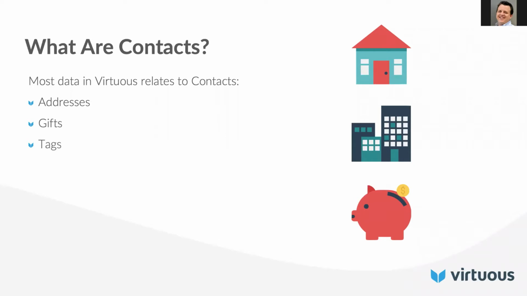And then you have tags. We're going to talk about tags today, but tags relate specifically to contacts. Notes and tasks, those 2 things always go hand in hand, right? They're interactions with your supporters. Notes are the things you've already done. Tasks are the things you're going to do. Those 2 things specifically relate to contacts. As a matter of fact, in Virtuous, they are called contact notes. That's your dead giveaway that they relate to contacts.